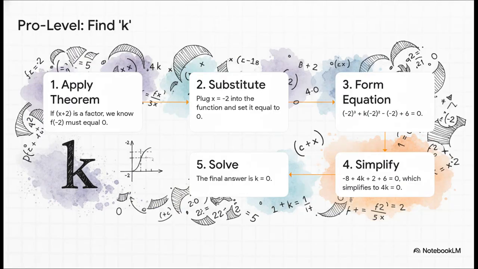Ready for a pro-level problem? This time we've got an unknown, this k, sitting inside the polynomial. But don't worry, the logic is exactly the same. We are told that x plus 2 is a factor. And what does that mean? It means that f of negative 2 must equal 0. So all we do is plug in negative 2, set the whole thing equal to 0, and solve for k. And in this case, it turns out k is just 0.